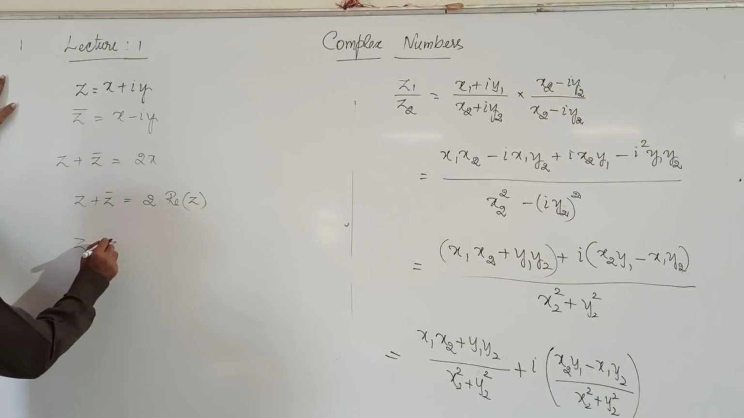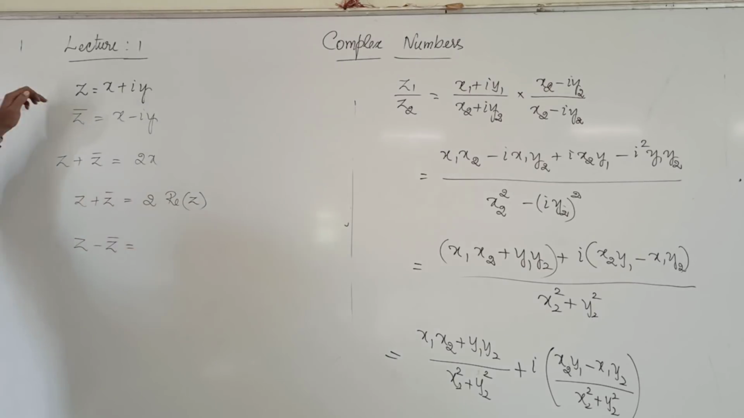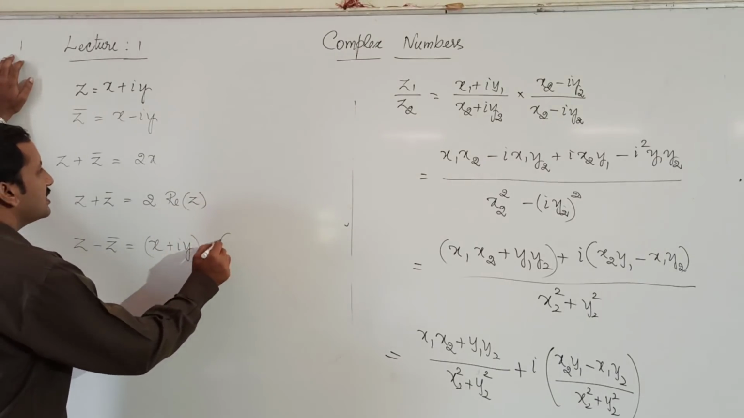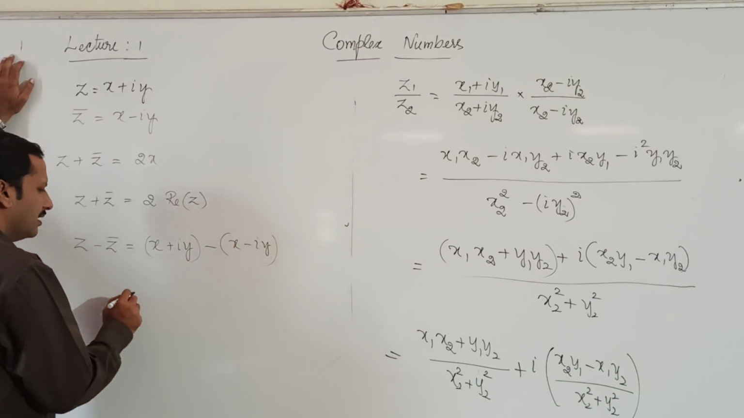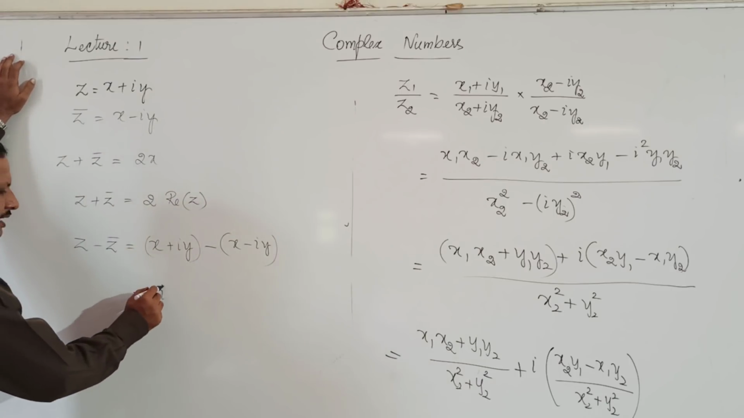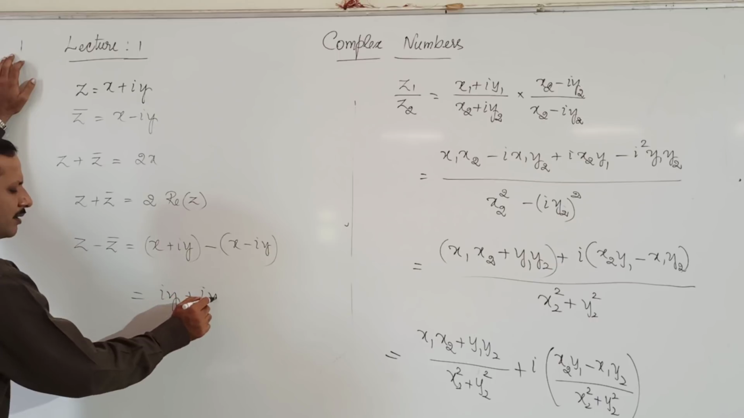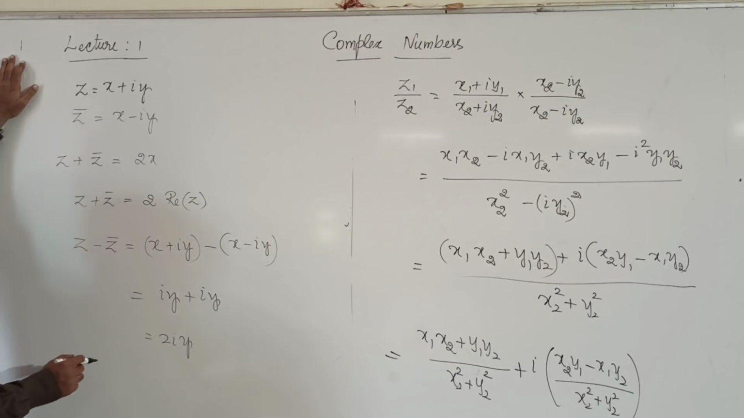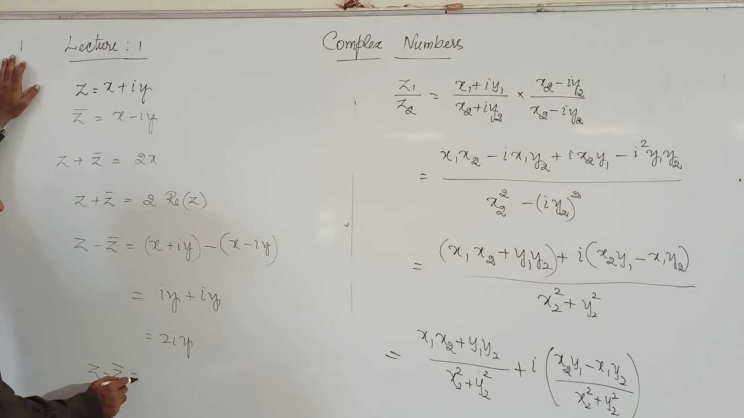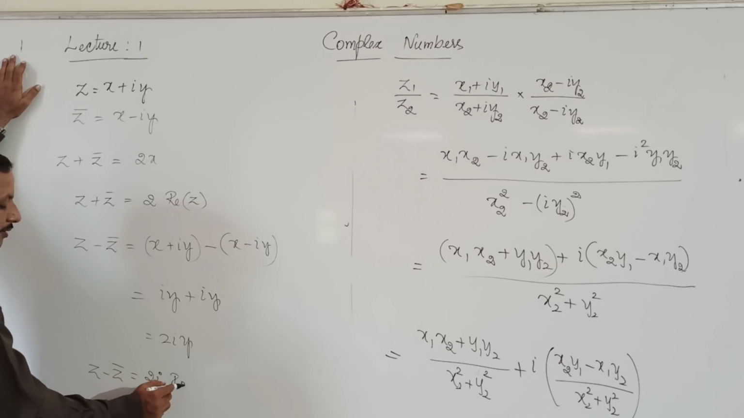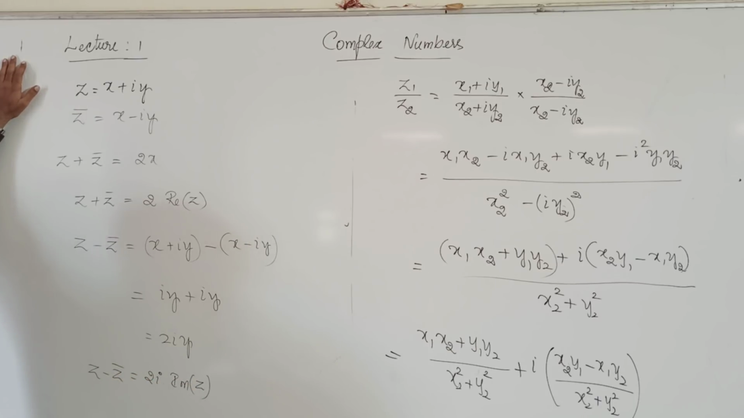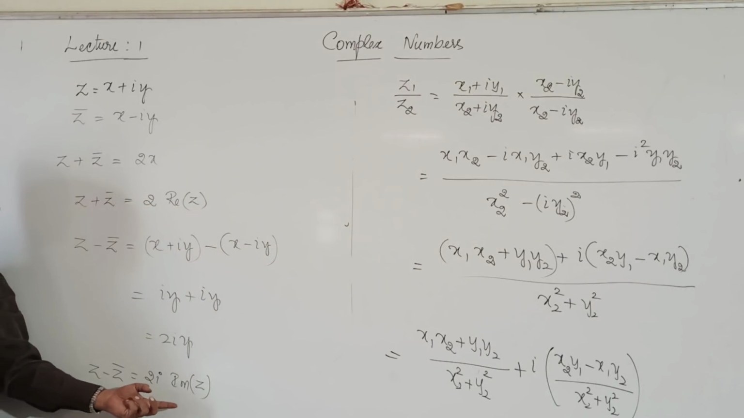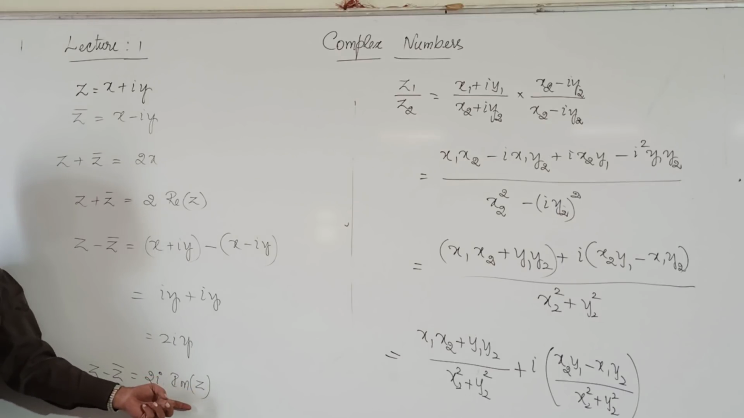Now I will subtract these two, z minus z bar. If I subtract these two, x plus iy minus of x minus iy, that is equal to, x gets cancelled here, iy minus of minus iy becomes plus iy. That is equal to 2iy. So you can write this z minus z bar as 2i into imaginary part of z. So z plus z bar is equal to 2 into real part of z, and z minus z bar is 2i into imaginary part of z.